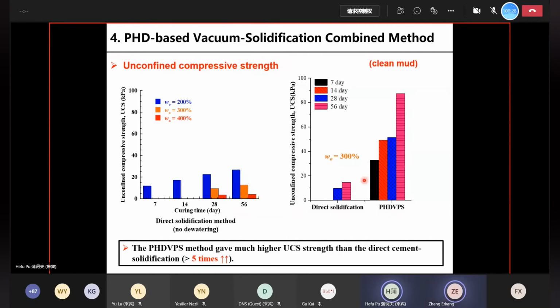On the right-hand side, we have a comparison between the direct solidification method and the proposed PhD VPS method. You can see that for an initial water content of 300%, the direct solidification method only has a final strength of about 10 to 15 kPa, and on the right-hand side, with the PhD VPS method, the strength after treatment can be as high as almost 90 kPa. So the strength can be increased by more than 5 times, sometimes even 10 times or even 20 times, depending on the initial water content.